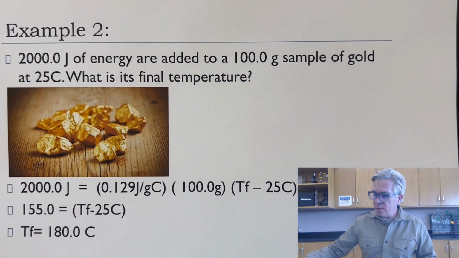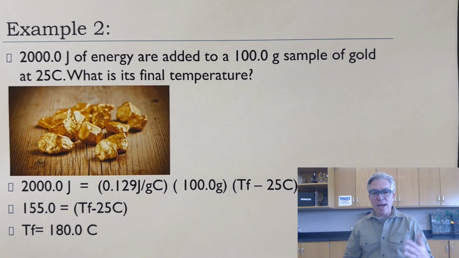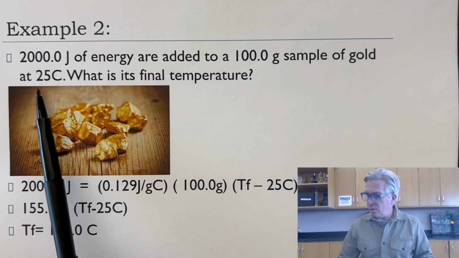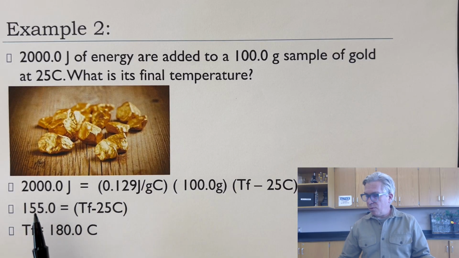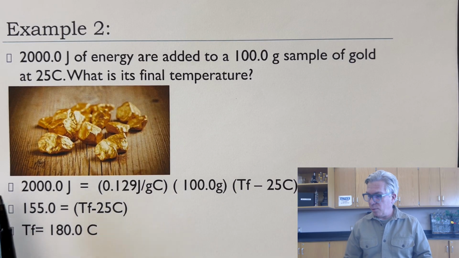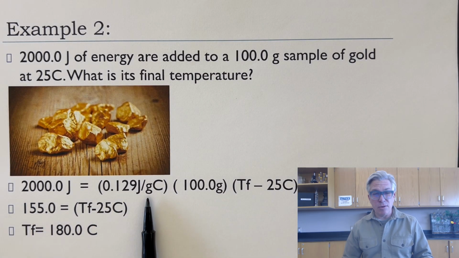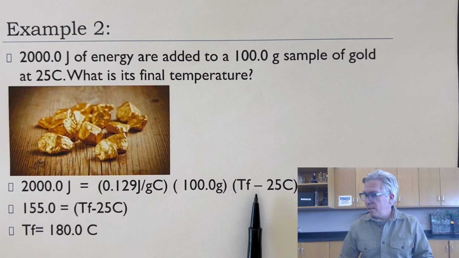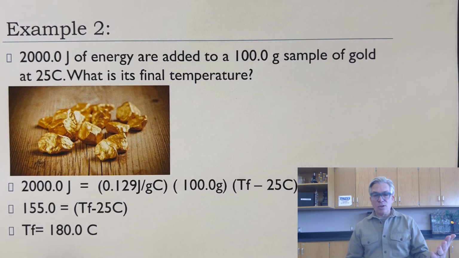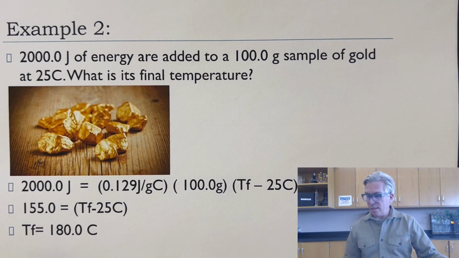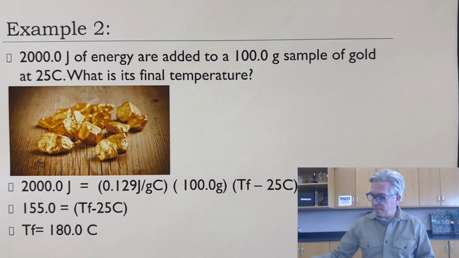Another quick example. Using that same formula, example 2, if you add 2,000 joules, now that's the actual amount of heat, to a 100-gram sample of gold at 25, what's its final temperature? And this is just another example. If you know any 4 of the 5 things, you can solve for the fifth one. We're going to plug 2,000 in for the joules, the heat capacity of gold, which is very low because it's a heavy element, 100 grams, T final minus 25, and if I do my algebra correctly, I can predict that gold will increase to 180 degrees Celsius with the addition of that heat.